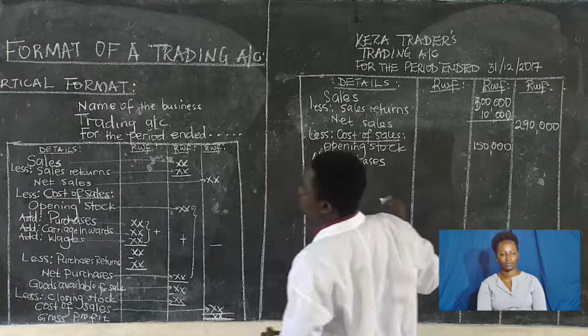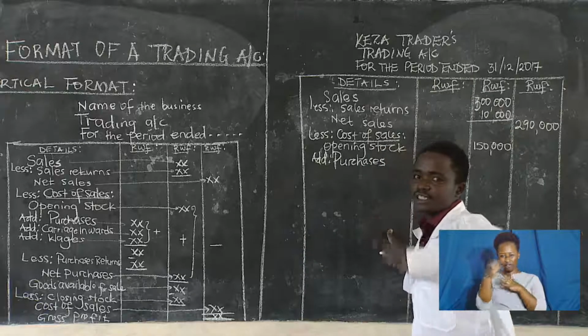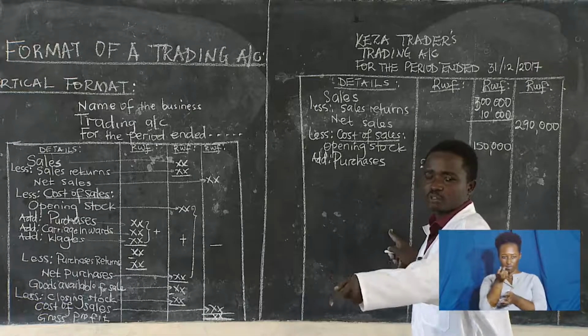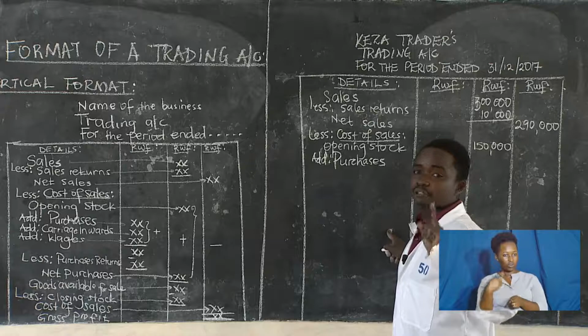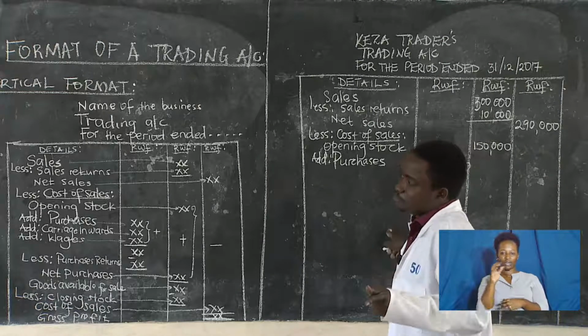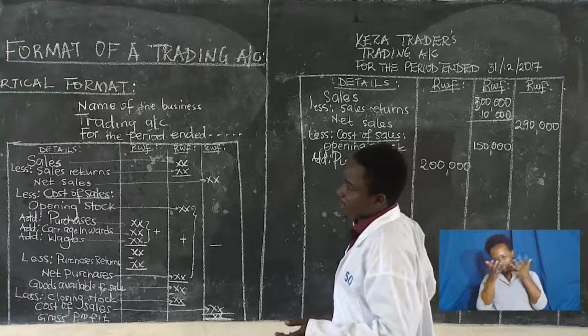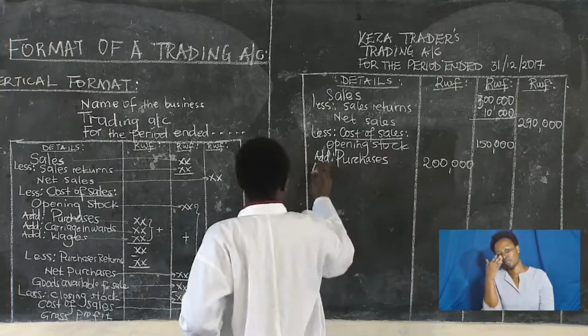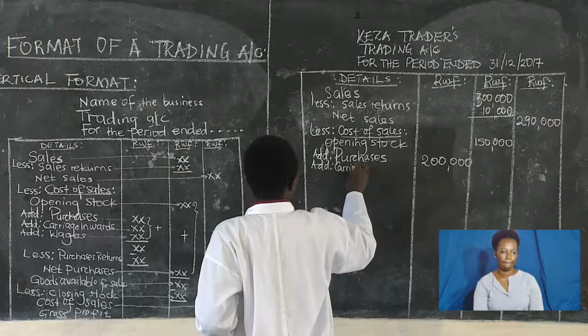He bought goods worth 200,000. Here you must note two things. After buying these goods, did he pay transport to transport these goods? That cost, we call it carriage inwards or carriage on purchases. Did he pay people to offload and load, wages? Yes, they are there. So you add them.